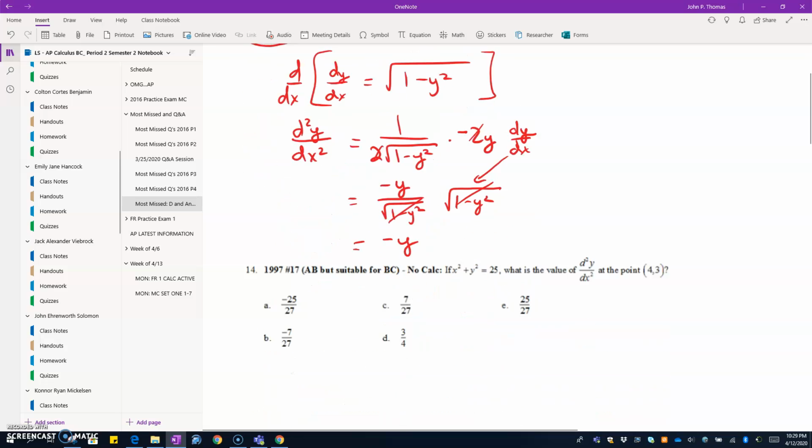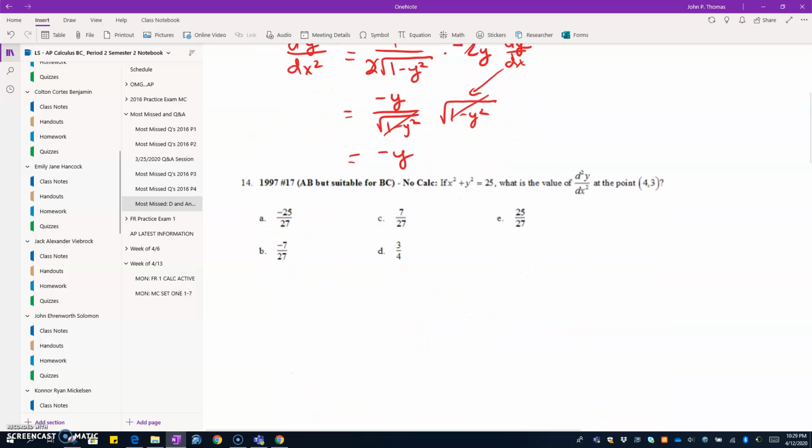Now, the second question, number 14, is actually very similar. It's saying, what is the second derivative of this function? And we're taking the derivative implicitly. The only difference is this time they don't give us the first derivative, so we have to do that work as well. So we're going to take the derivative of x squared plus y squared equals 25, which is a circle. And we've got 2x dx/dx, which is a 1, plus 2y dy/dx equals 0.